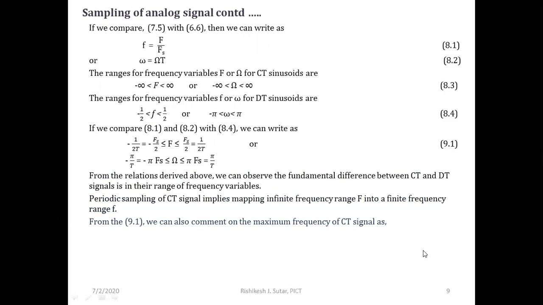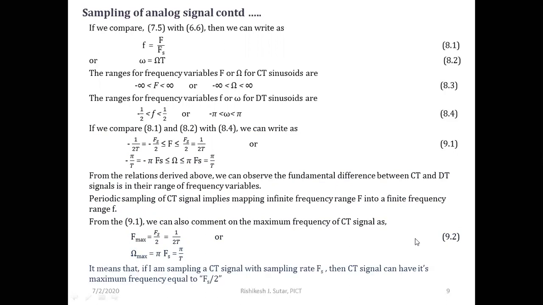From equation 9.1, we can also comment on the maximum frequency of the continuous time signal as Fmax is equal to Fs by 2. As Fs is equal to 1 upon T, I can write it as Fmax equal to Fs by 2, which is also equal to 1 upon 2T. Or Omega max is equal to pi Fs, which is again equal to pi upon T. It means that if I'm sampling a continuous time signal with a sampling rate Fs, then the continuous time signal can have its maximum frequency equal to Fs by 2 only.